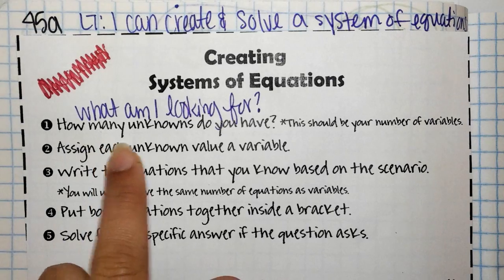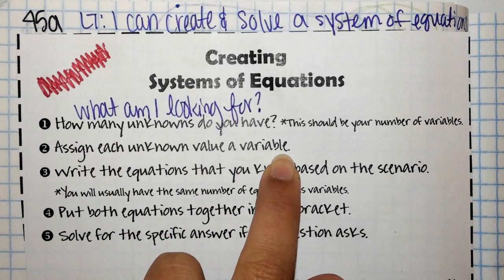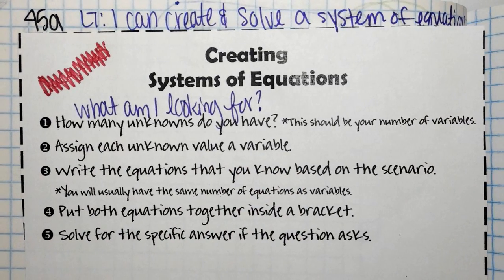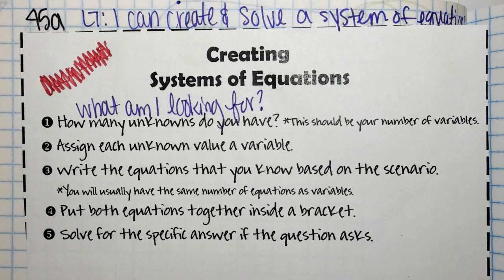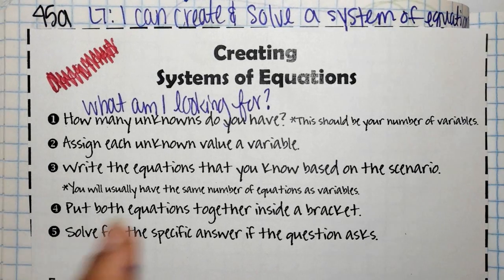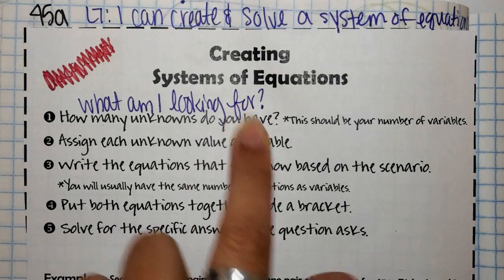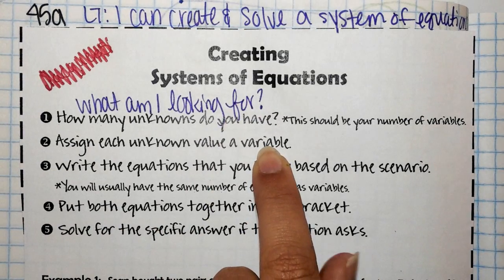Then it says assign each unknown value a variable. So you're going to label it X, Y. You can name it A, B. You can name it C, D. You can name it potato and cucumber for all I care. But you're going to name what you're looking for 2 different variables.